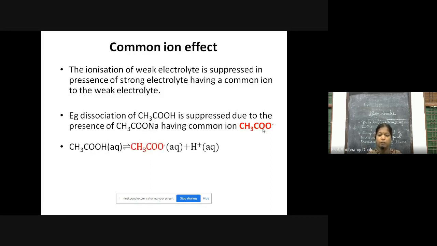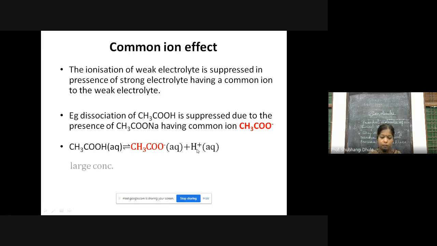This is the ionization of acetic acid: CH3COOH is in equilibrium with CH3COO minus aqueous plus H plus aqueous. And we know that if the acid is a weak acid, most of it remains in the undissociated or molecular form, and very little is ionized into cations and anions.